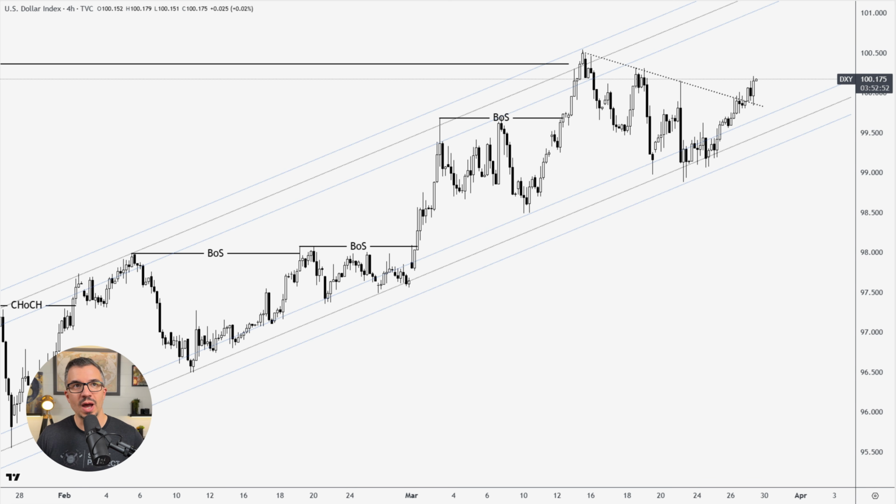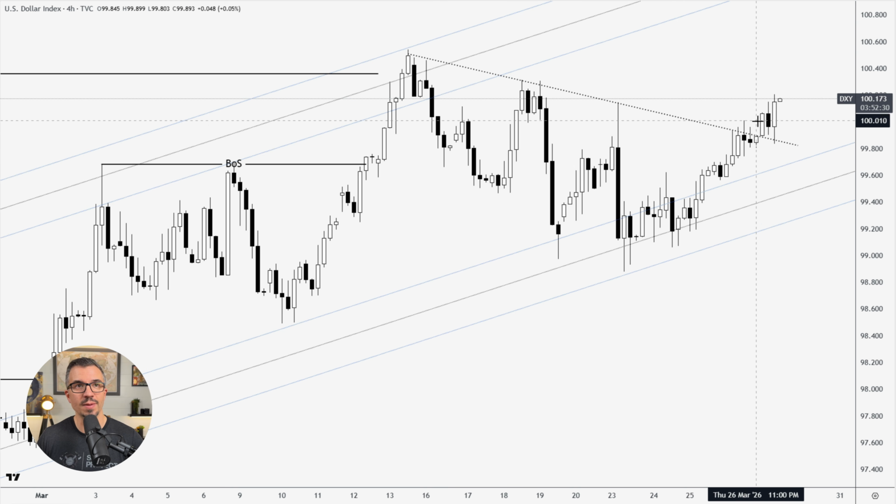So looking at the DXY 4-hour time frame, the structure is pretty much the same as what we talked about last week. However, there has been one significant development at the end of last week, and that comes in the form of a trendline break. So I made a video last week talking about how you can incorporate trend lines with your SMC trading, contrary to what many SMC traders will tell you. And you can see that here.